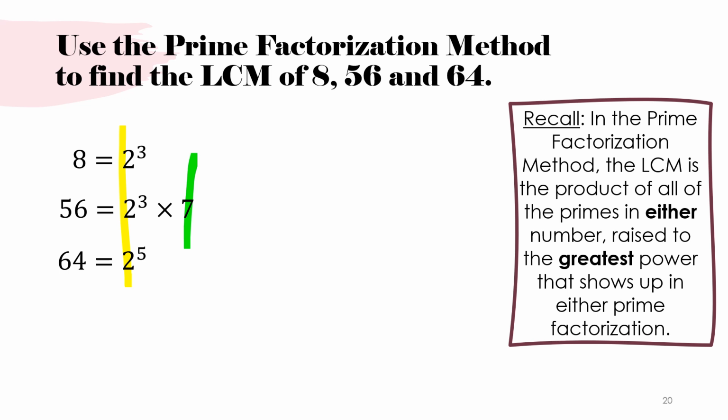Now we look at the number 2. What is the greatest power that 2 is being raised to in any of these prime factorizations? 5, right? So it's going to be 2 to the 5th times 7. 2 to the 5th times 7 is 224, which is our least common multiple.